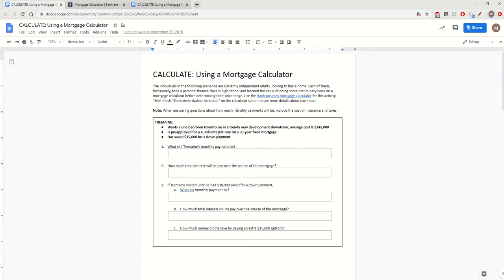So our first person is Tremaine. He wants to buy a one-bedroom townhouse in a trendy new development downtown. The average cost of the houses there is about $145,000. He's pre-approved for a 4.38% interest on a 30-year fixed mortgage, and he saved 15,000 for a down payment. And we know that the more you save for a down payment, the less you'll have to pay in interest, right? So let's jump over to our mortgage calculator.